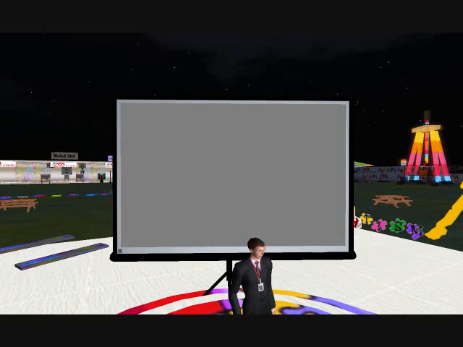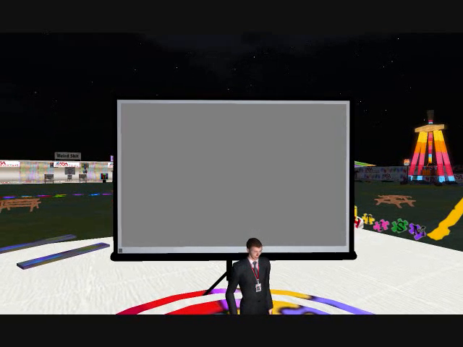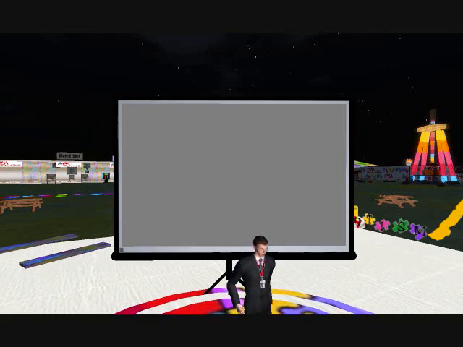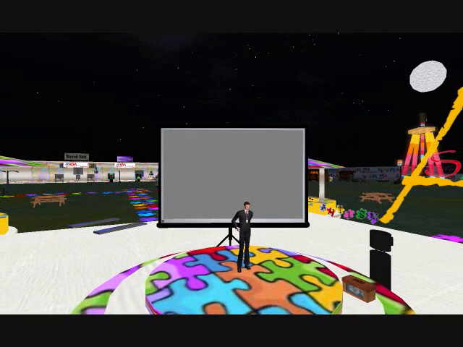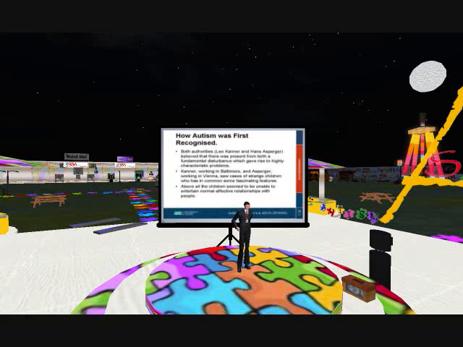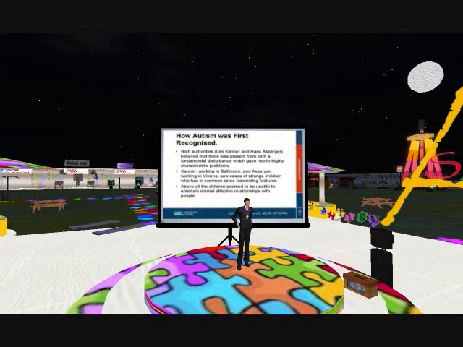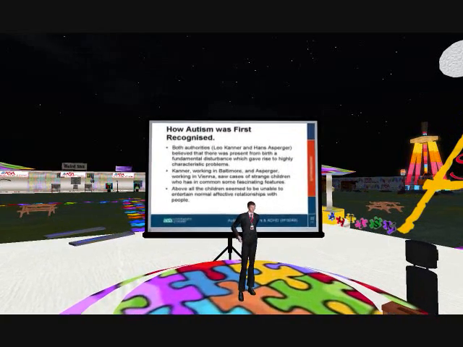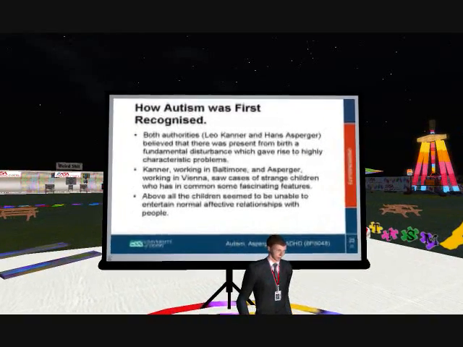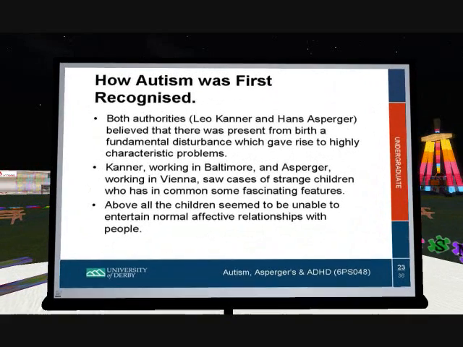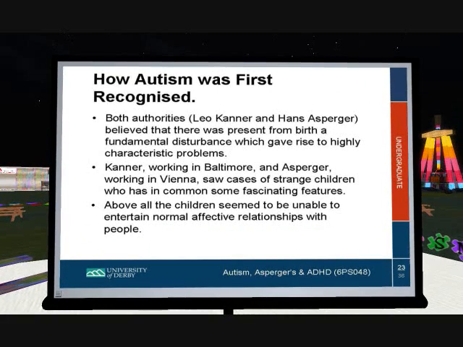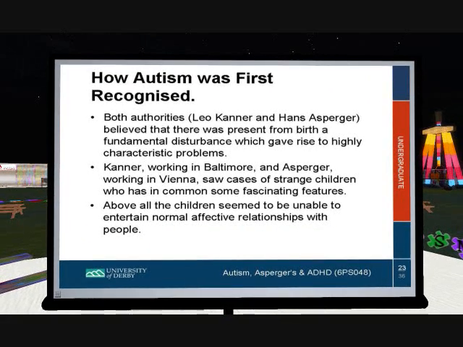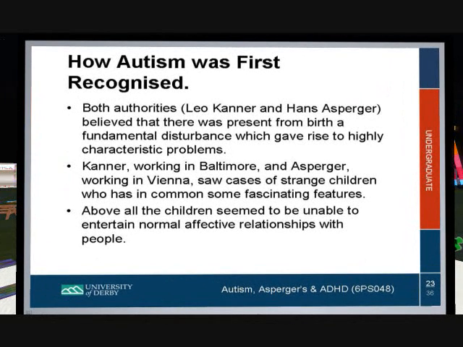Now, both of these authorities believed that there was present from birth a fundamental disturbance which gave rise to highly characteristic problems, and in their clinics they identified these children, and so they saw different cases of what would be strange children, or children that just were different, but different in a very particular way. And this is what's come to form the triad of impairments now.